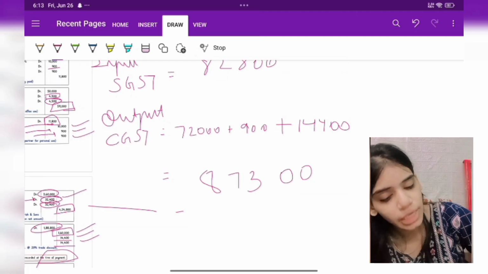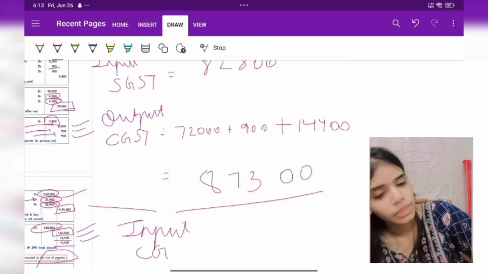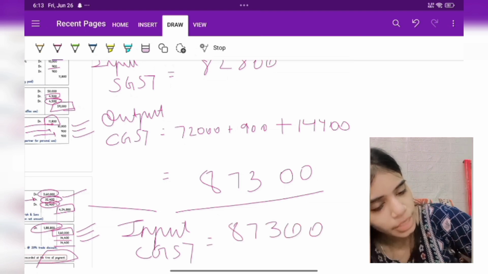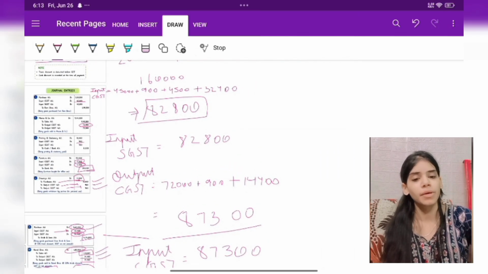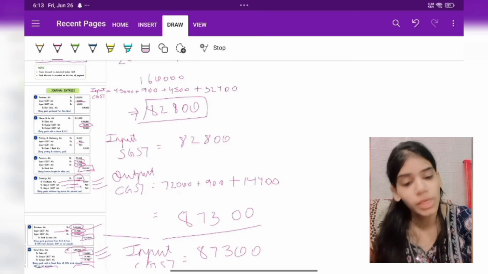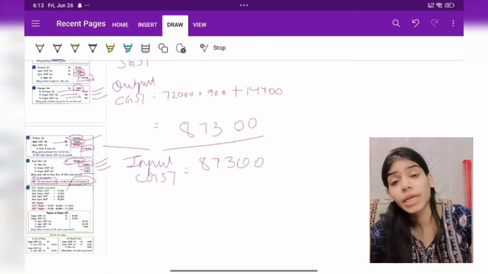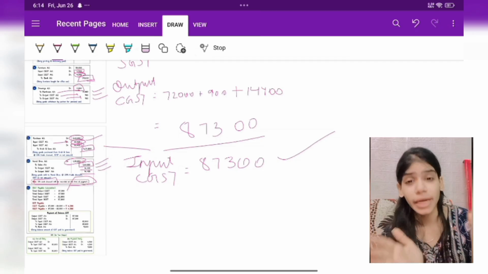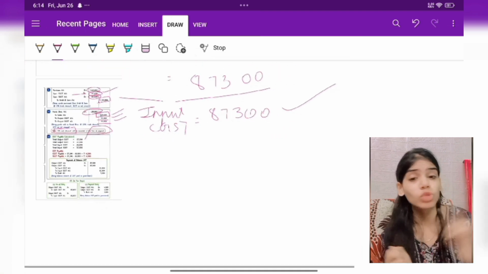The total of output CGST is 87,300. Output SGST, same amount, 87,300. Now see what has happened. While we had paid GST at the time of purchases, we had paid in total 82,800 of GST, and while making any kind of sales we had 87,300 GST. Now GST is not any type of income for A and company. It is an obligation that has to be paid by A and company to the government.